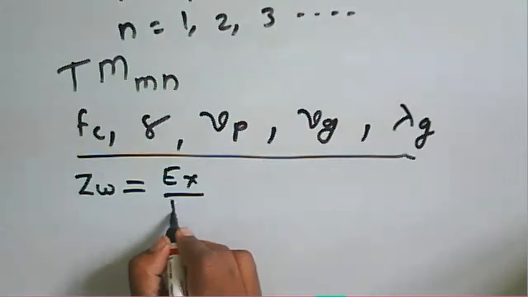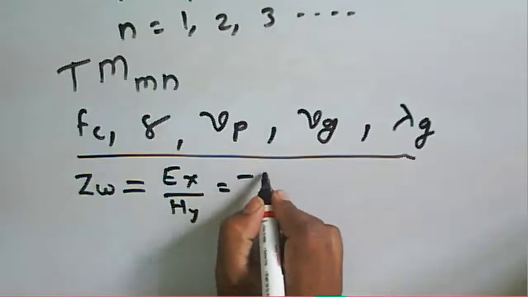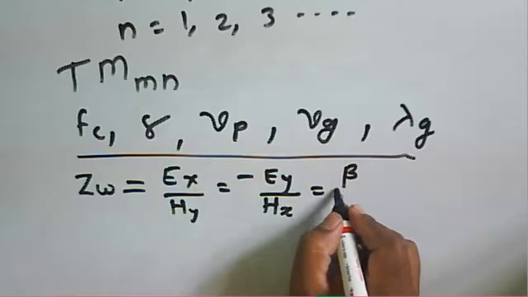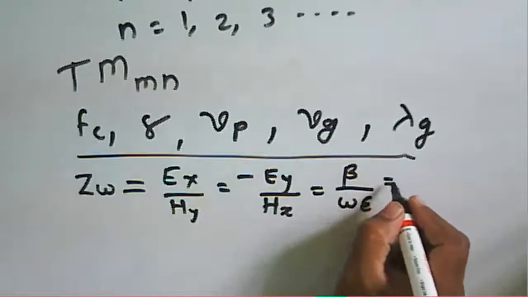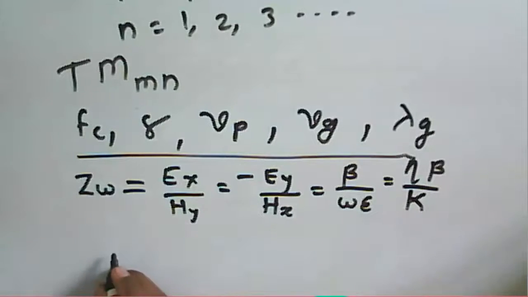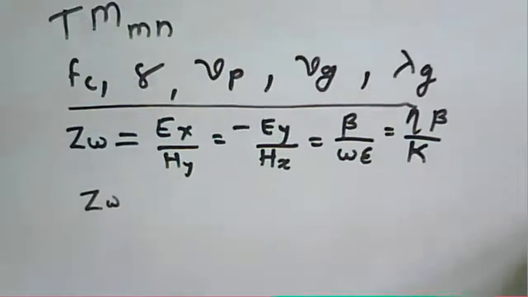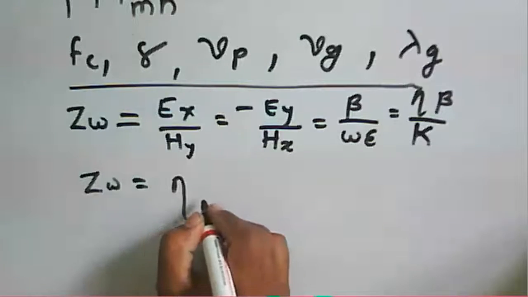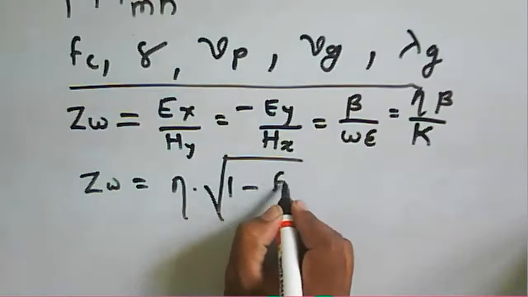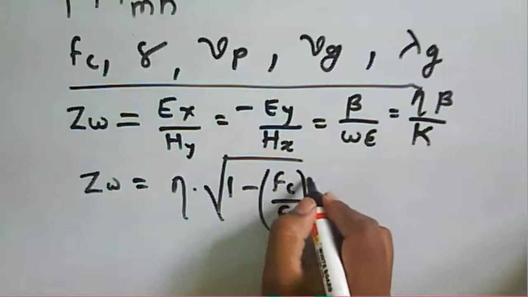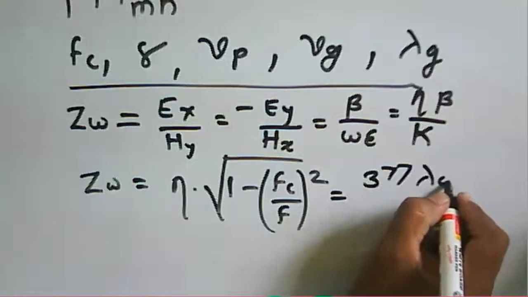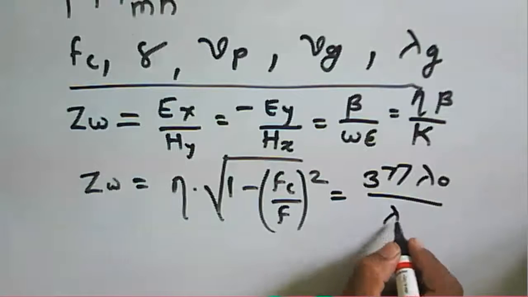So it is about Ex by Hy, or we can say minus Ey by Hx, which is beta by omega epsilon, equal to eta times beta by k. We can also write it in the form of frequency: eta times the square root of 1 minus (fc by f) squared, which is equal to 377 times lambda 0 by lambda.